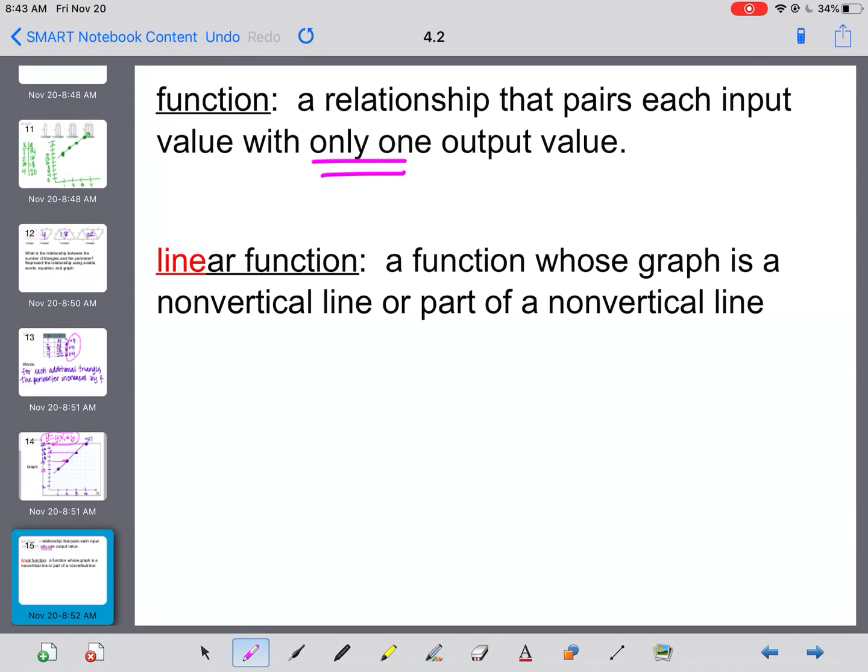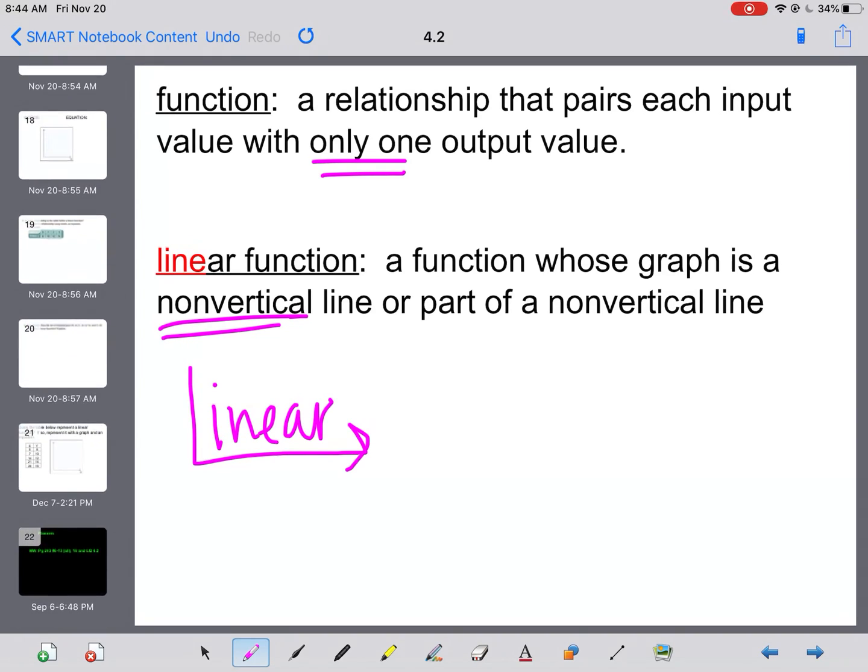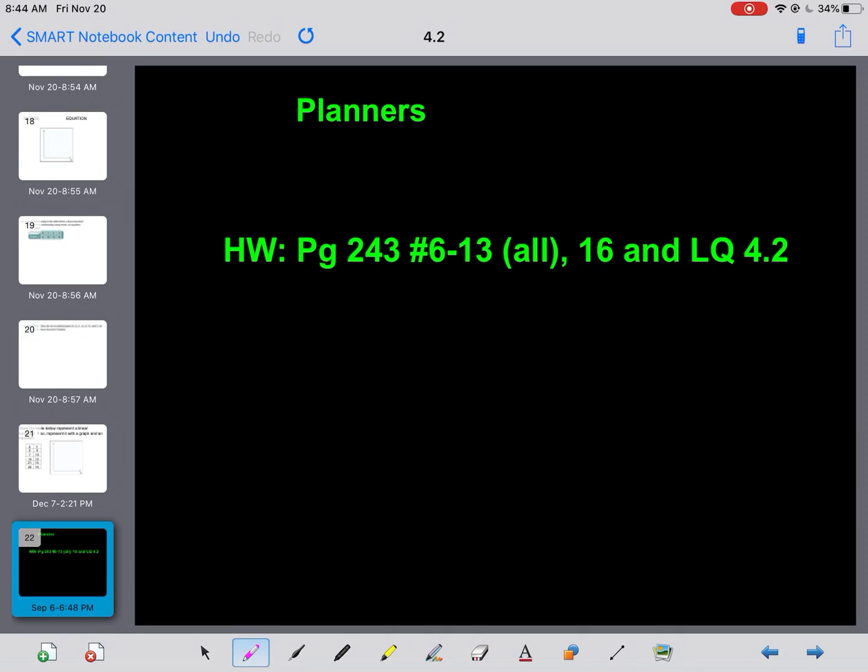All right, and last but not least, last two vocab words that we're actually going to use tomorrow, but this will help. A function is a relationship that pairs each input value with only one output value. And a linear function, if you notice, it has the word line in it, so sometimes I like to write it like this. A linear function is a function whose graph is a non-vertical line or part of a non-vertical line. So it's a straight line, but it can't be vertical.